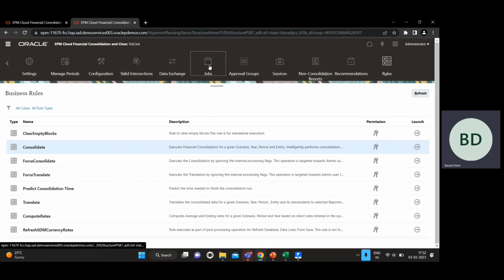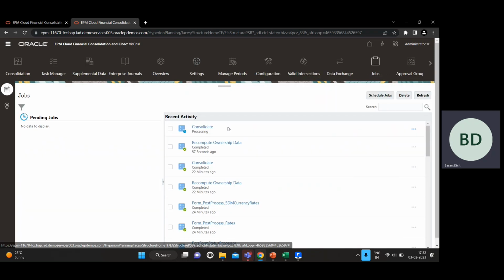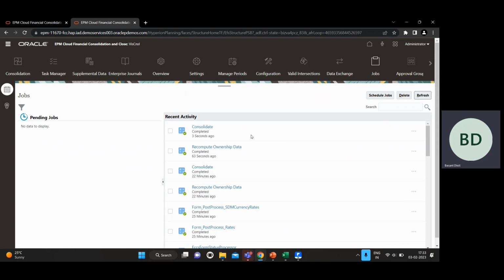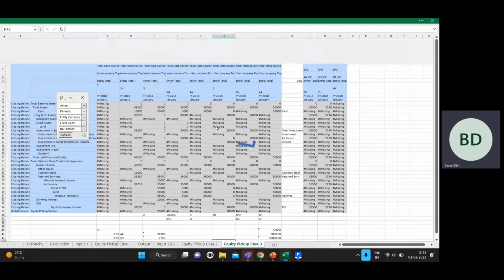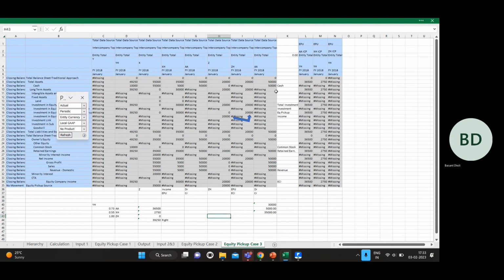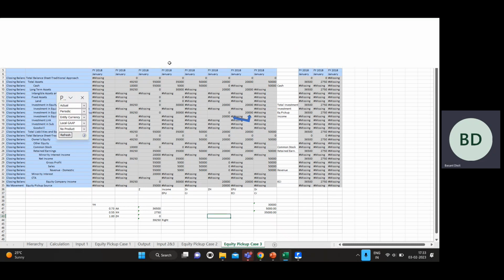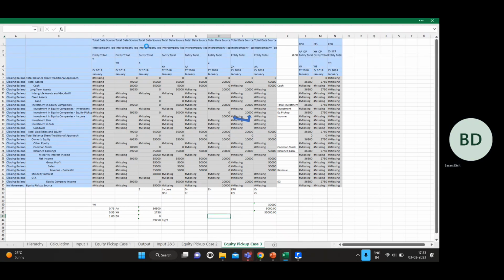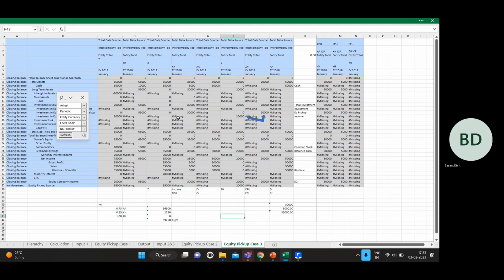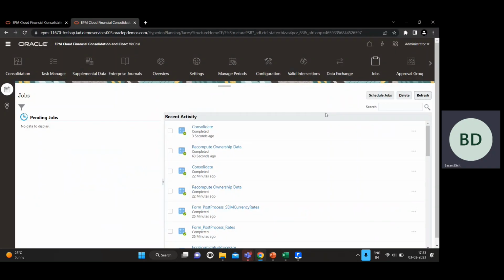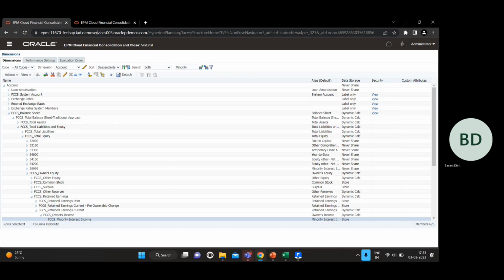Whenever it takes much more time than usual, it throws this dialog box and we have to refresh it. In the jobs, we can see whether the process has been done or not. So yeah, it is done. Let's refresh our sheet. Okay, so it is done. And let's run another rule for.